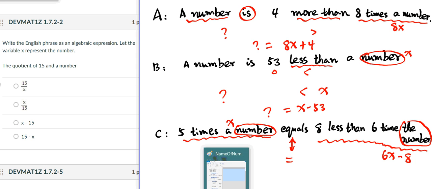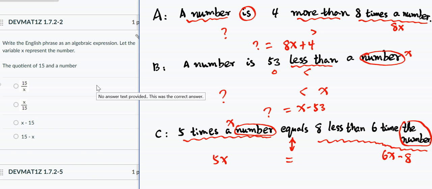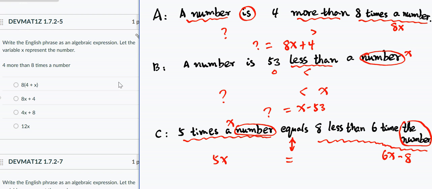Anytime, if you get lost, you see their examples right here. Dividend upstairs, downstairs is divisor. Numerator is upstairs, downstairs is denominator. So again, 15 goes first, 15 upstairs. If it were a number and 15, then here would be opposite. All right. Now, keep going.